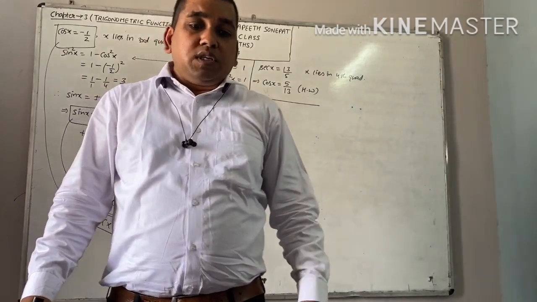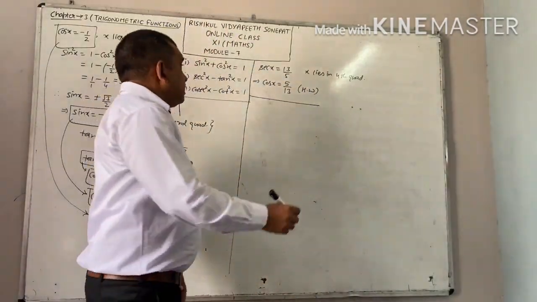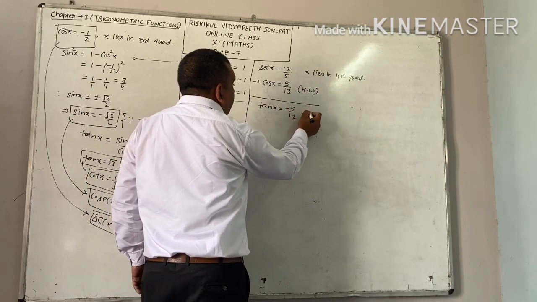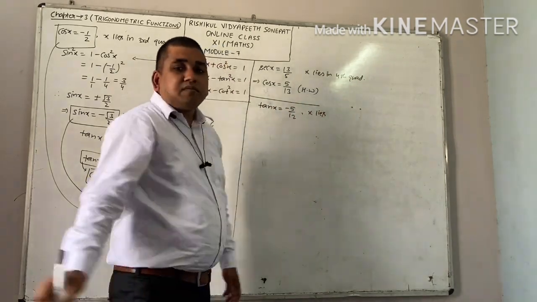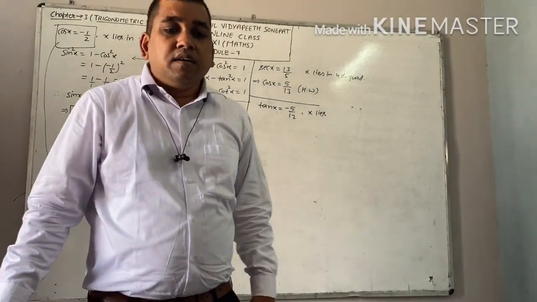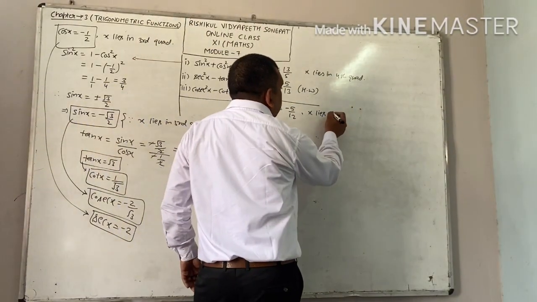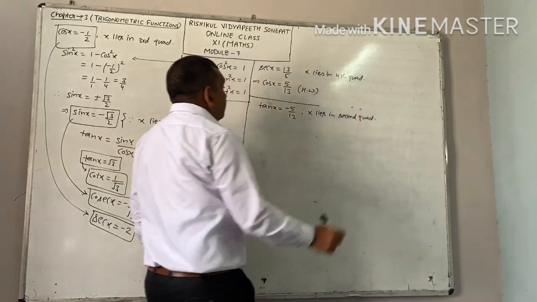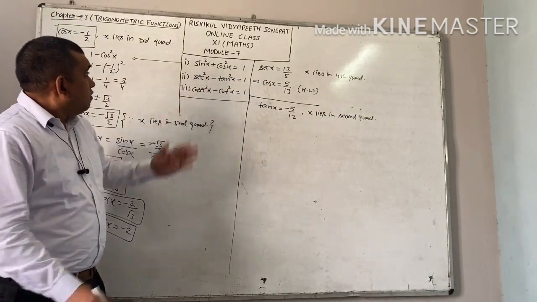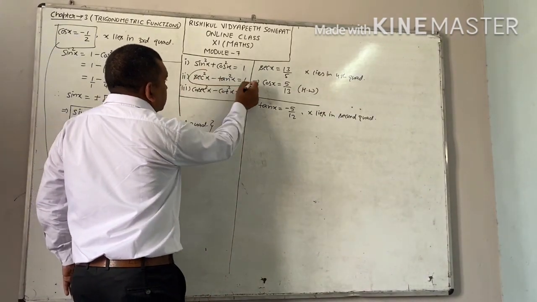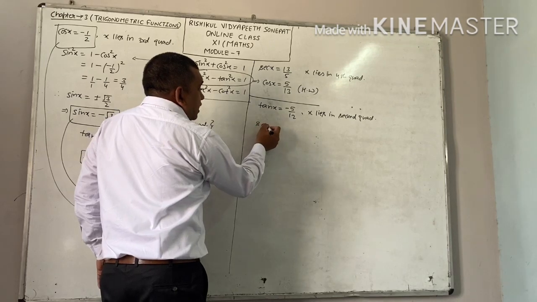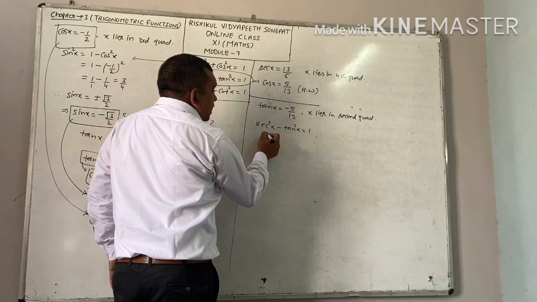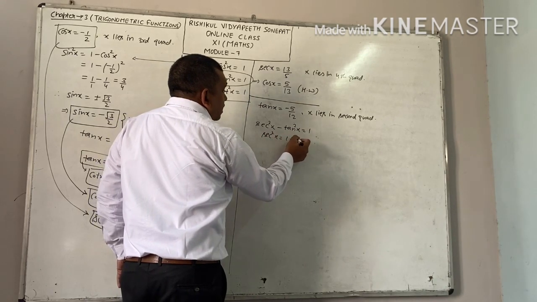Now, see one more question. Tangent x is equal to minus 5 by 12. X lies in the second quadrant. And I have to find out the value of the remaining 5 trigonometric functions. Now, here we can use this identity. Secant square x minus tangent square x equals 1. Therefore, you can say secant square x equals 1 plus tangent square x.